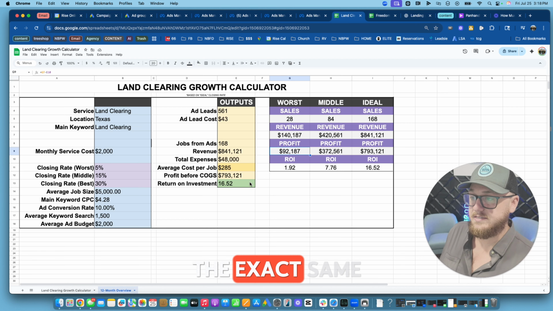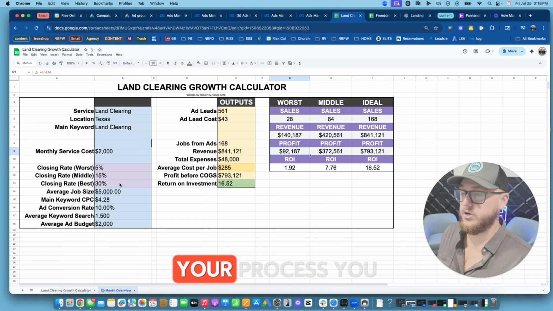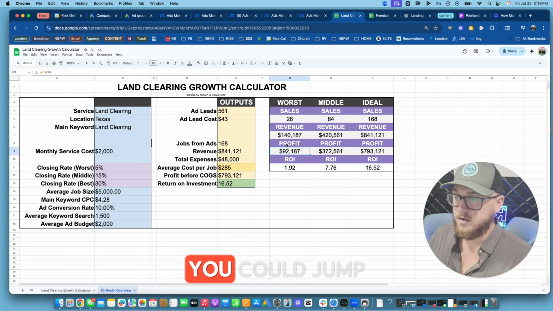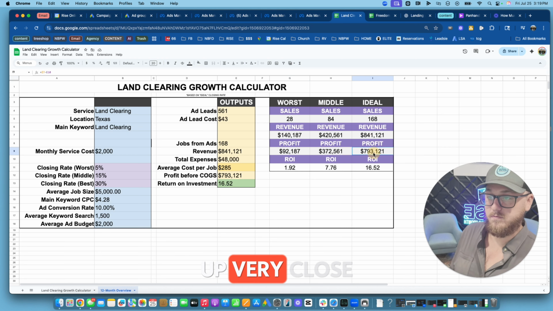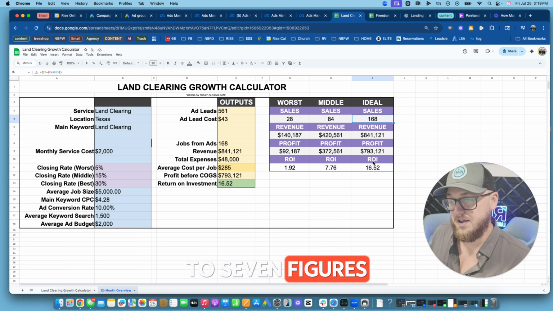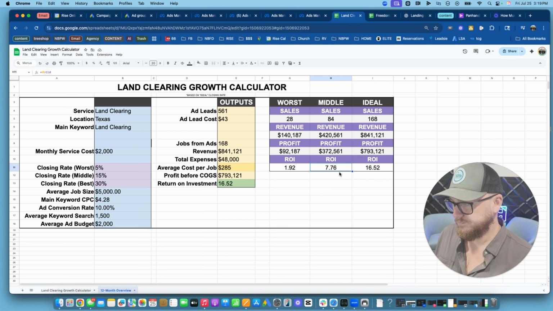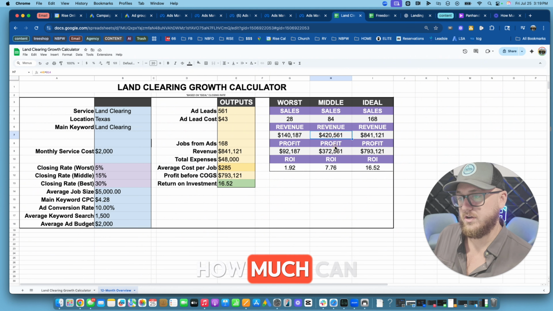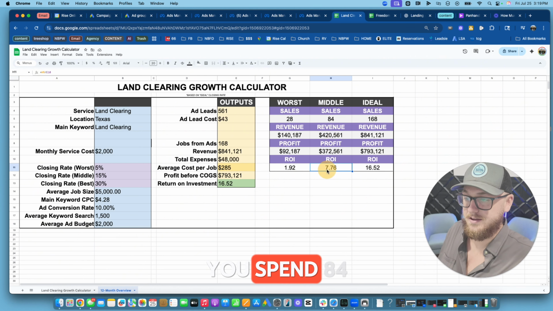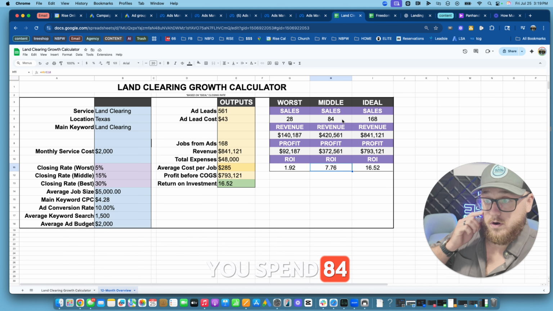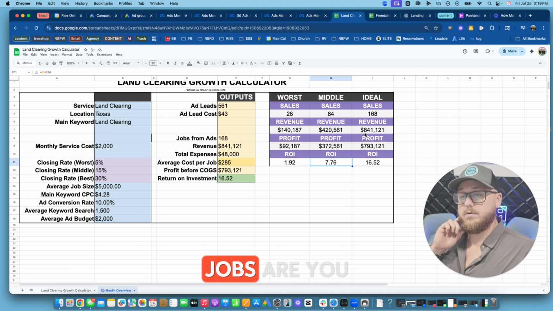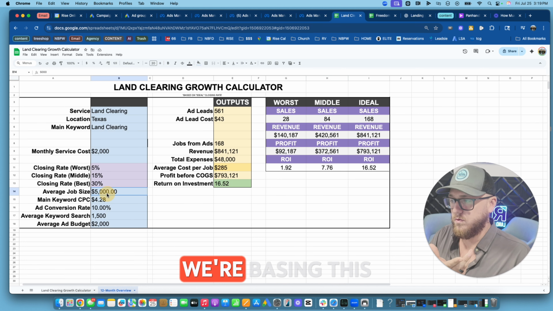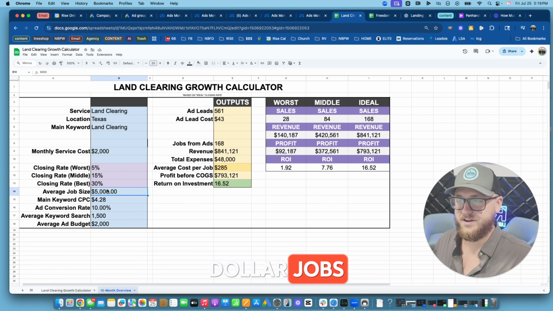And then with the exact same amount of leads, you work on your process, you work them really well, you get better at selling, you could jump up very close to 7 figures very quickly, right? So this is where I say, how much can you spend. 84 jobs, 168 jobs, are you capable of doing that? And the thing that's neat is we're basing this off of $5,000 jobs.